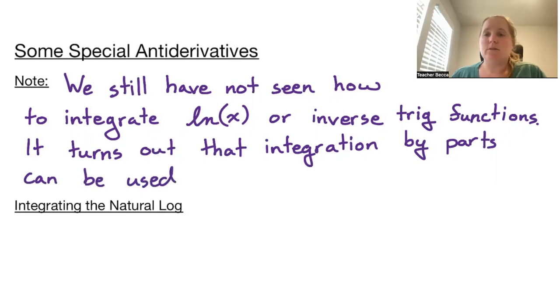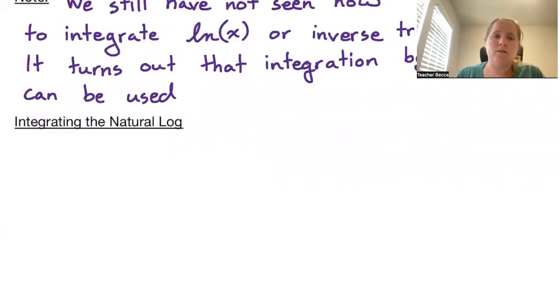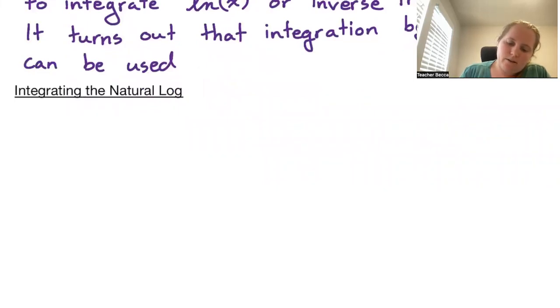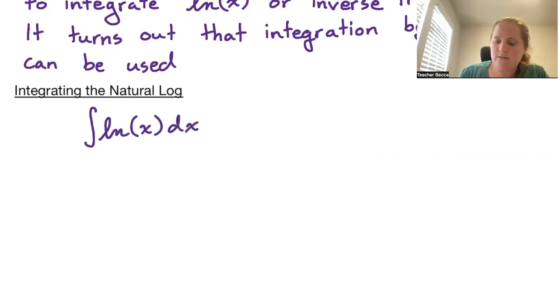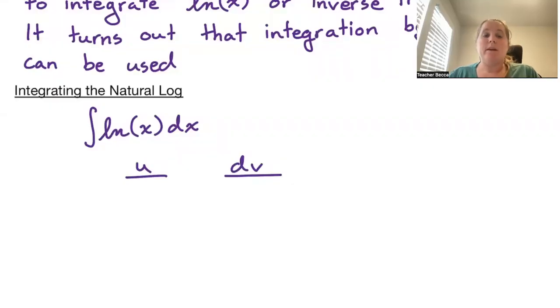So let's start off with integrating natural log. To find the integral of the natural log of x dx, we're going to use integration by parts. We can't use natural log as dv since we do not yet know the integral. So we will take natural log of x as our u and just 1, or dx, as our dv.